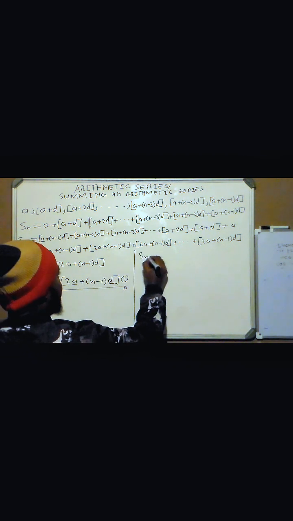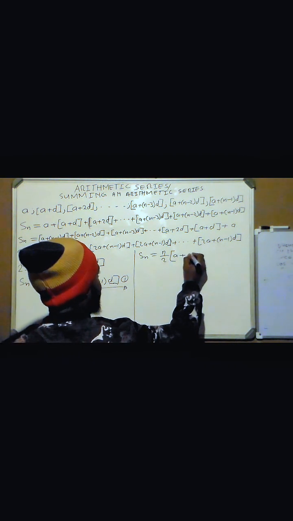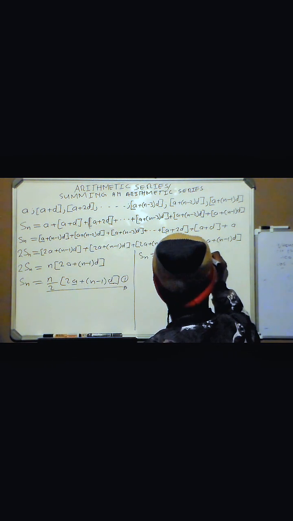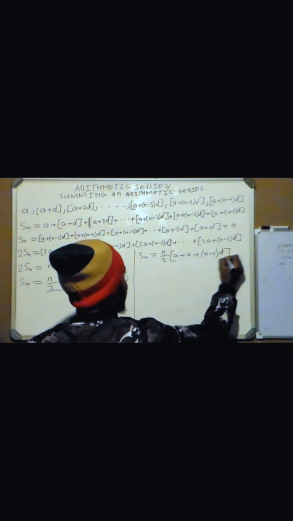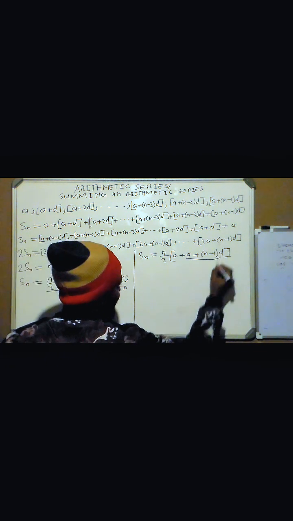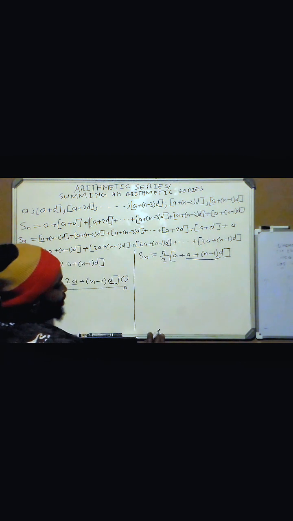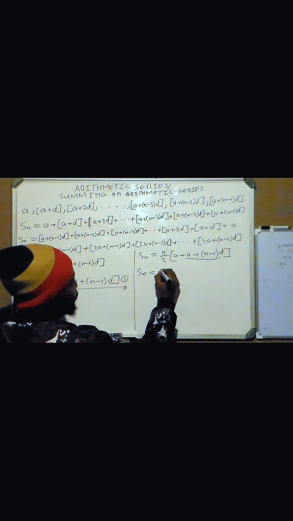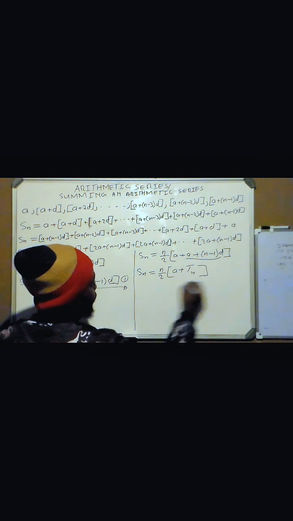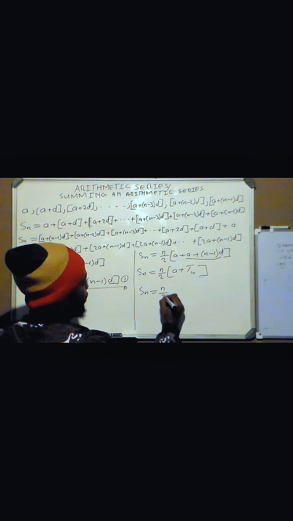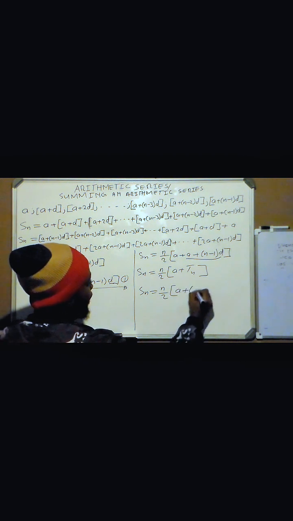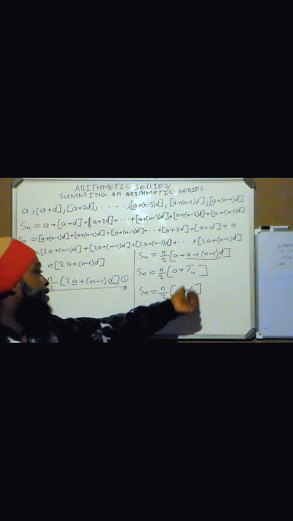So I can have S sub n equals n over 2, 2a I can write as a plus a, and then plus n minus 1 multiplied by d. And then if we look at this, this gives us the general term of the arithmetic sequence, or rather the last term. So it can be written as S sub n equals n over 2 multiplied by a plus T sub n. Or you can write it like this: S sub n equals n over 2 multiplied by a plus L. So this L represents the last term. So this one you can use if you are given what?